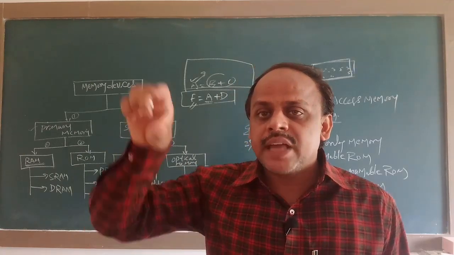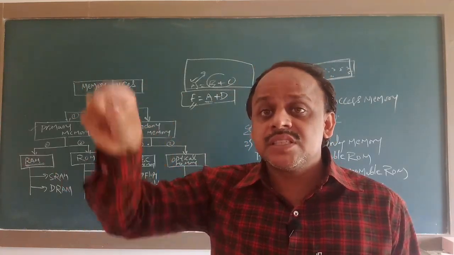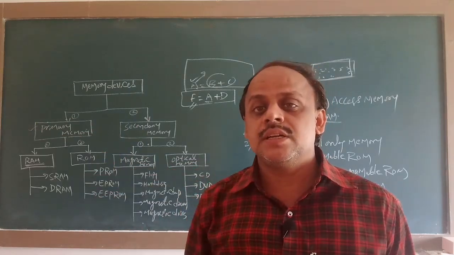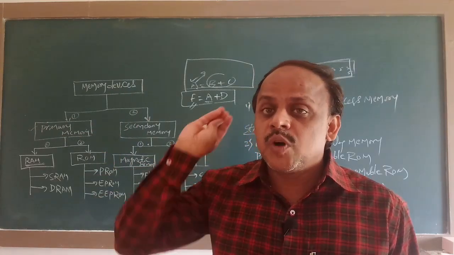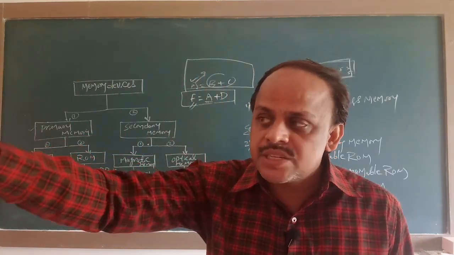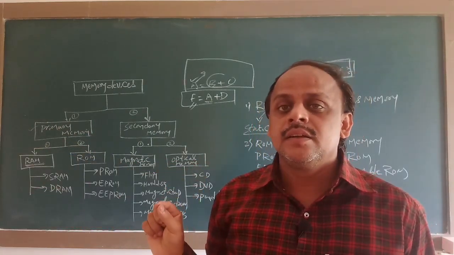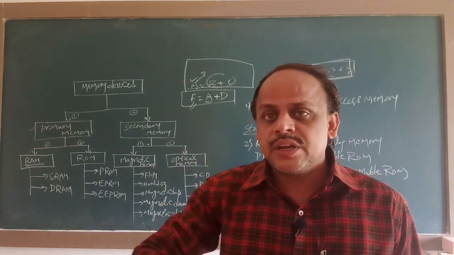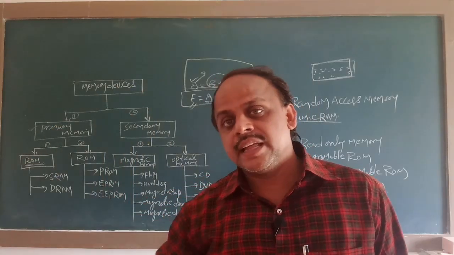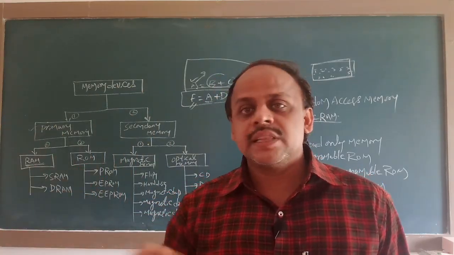Suppose I want to access the data in the 25th location, then it is possible to access that 25th location directly. First location, second location, third location, there is no need to check sequentially.